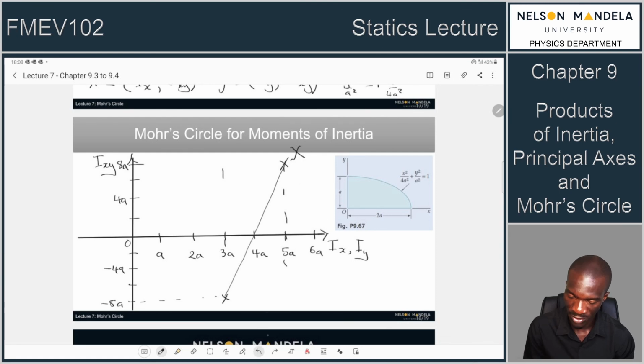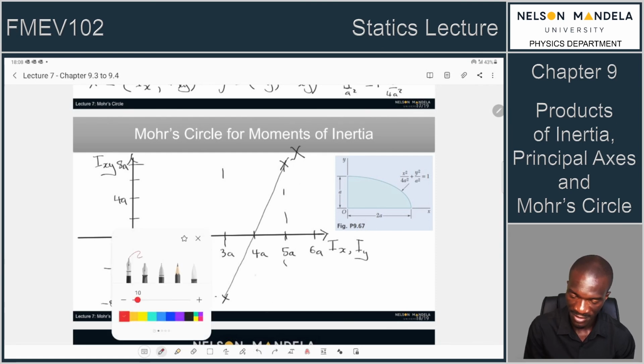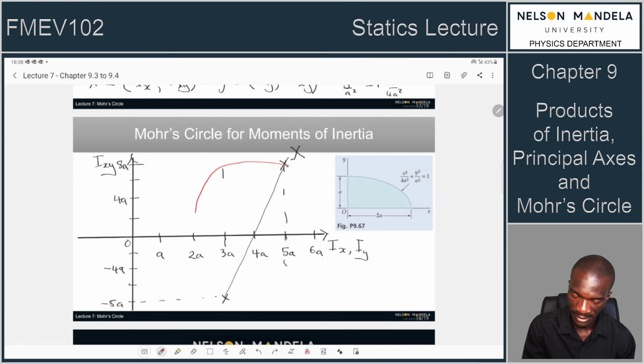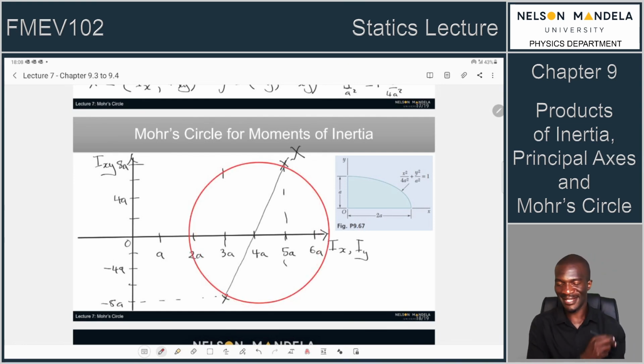That's a very poor circle. That's a very poor circle, sir. Ah, that's a good thing. Thank you, Mr. Software, Mrs. Software, whatever you are.